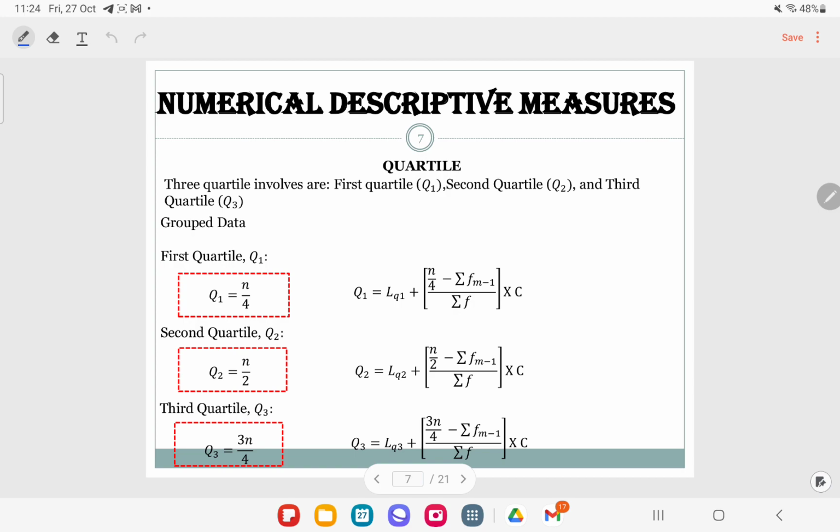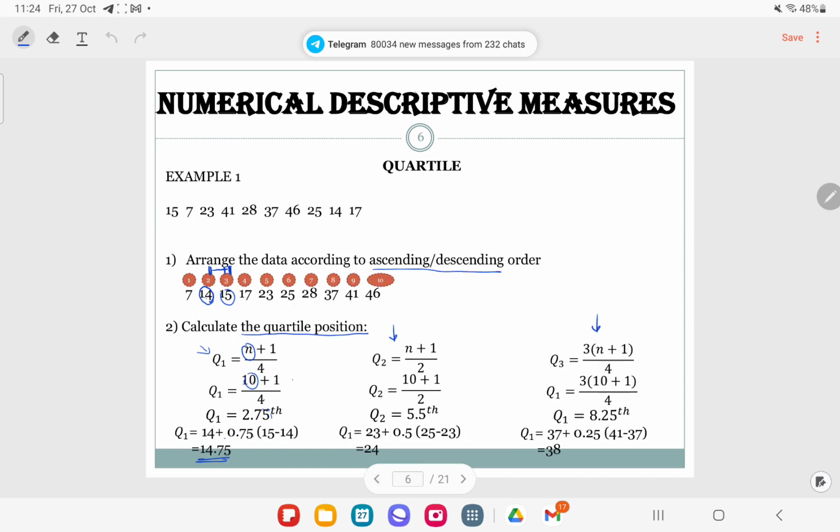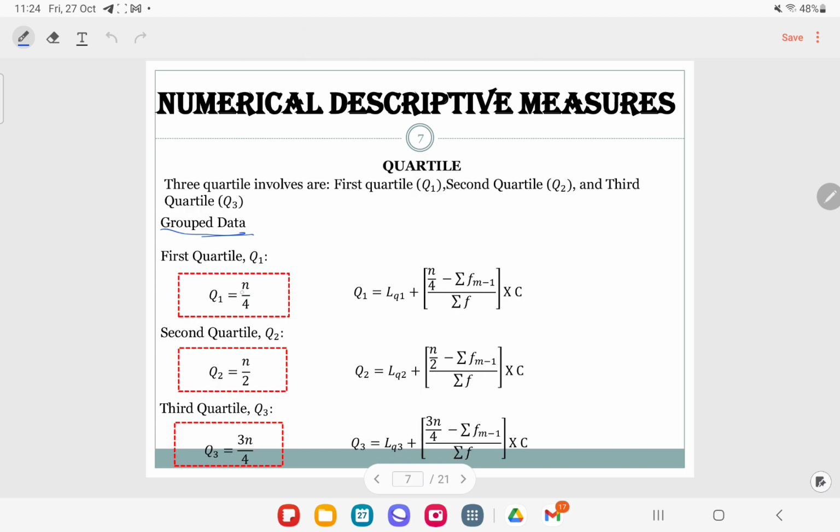Next is the calculation of the quartile for grouped data. There is a difference. For ungrouped data, you have to add 1. For grouped data, we don't add 1. So it is n over 4, n over 2, and 3n over 4 for the third quartile.